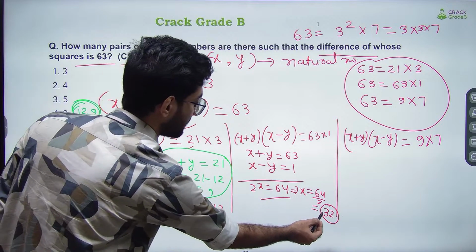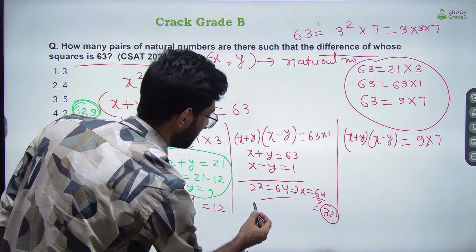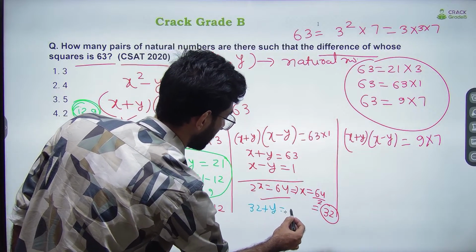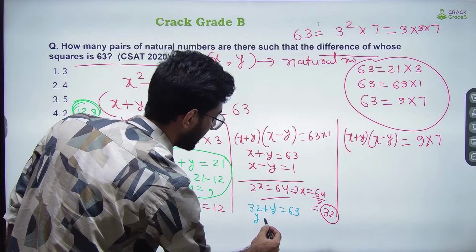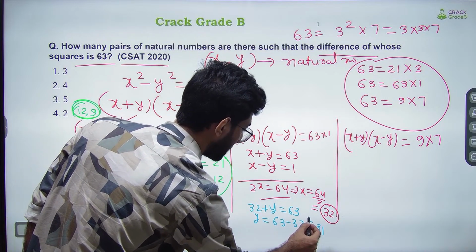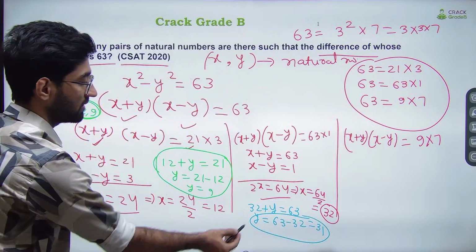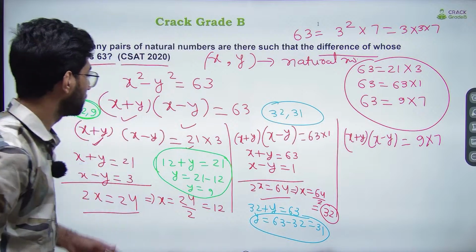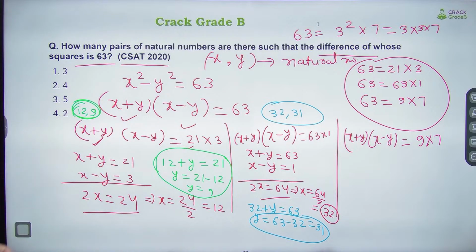So let us put the value of x equal to 32 in any one of these equations. We are putting it in the first equation, so 32 plus y equal to 63. So y equal to 63 minus 32, that is equal to 31. So you have found one pair again. One pair is 32 and 31, and you have found one pair, that is 12 and 9.